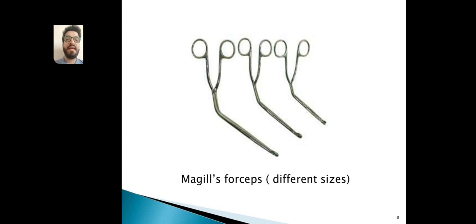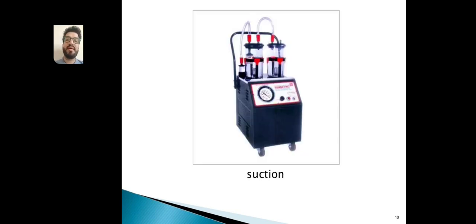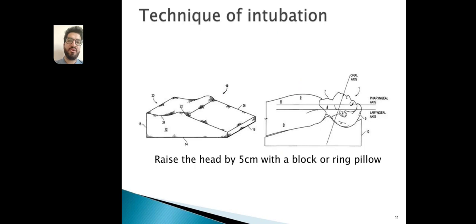This is the Magill forceps. This forceps actually is used for guiding the endotracheal tube towards the trachea. That is why this forceps is also known as intubation forceps. Now we also require a syringe as well, because this syringe is connected to the inflating port through which we can inflate the cuff. And also we require the suction apparatus. This suction apparatus is used for suctioning any type of secretions that will be present in the throat.